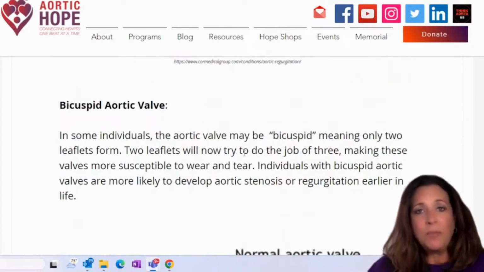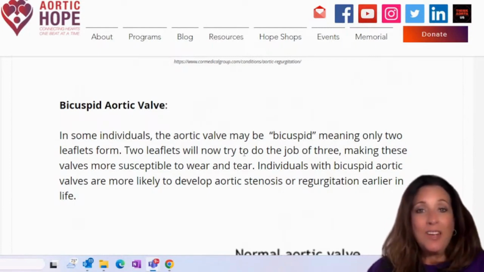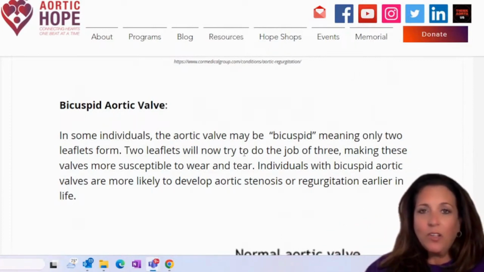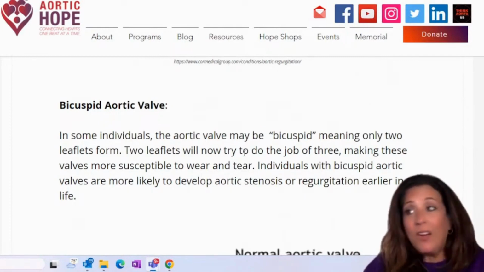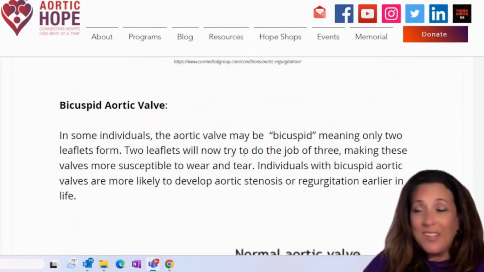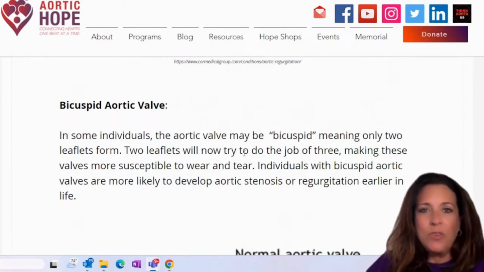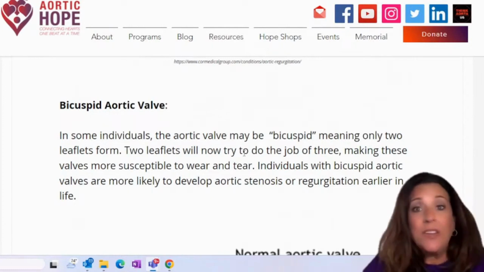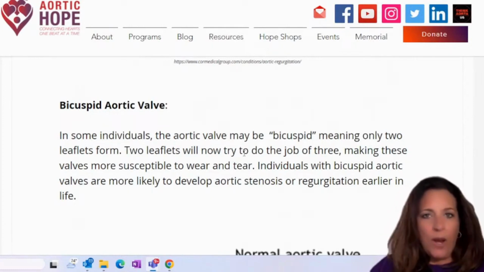So again, bicuspid means 2 leaflets instead of 3. The body is an amazing thing. And in order for your valves to work effectively from the start, you need to have 3 leaflets. It's just the way we were built. I don't know why 2 doesn't work as well as 3, but it doesn't. So 2 leaflets now have to try to do the job that 3 do in keeping something closed. And when you only have 2, or you have 1, or even if you have 4, it makes the valves more susceptible to wear and tear.